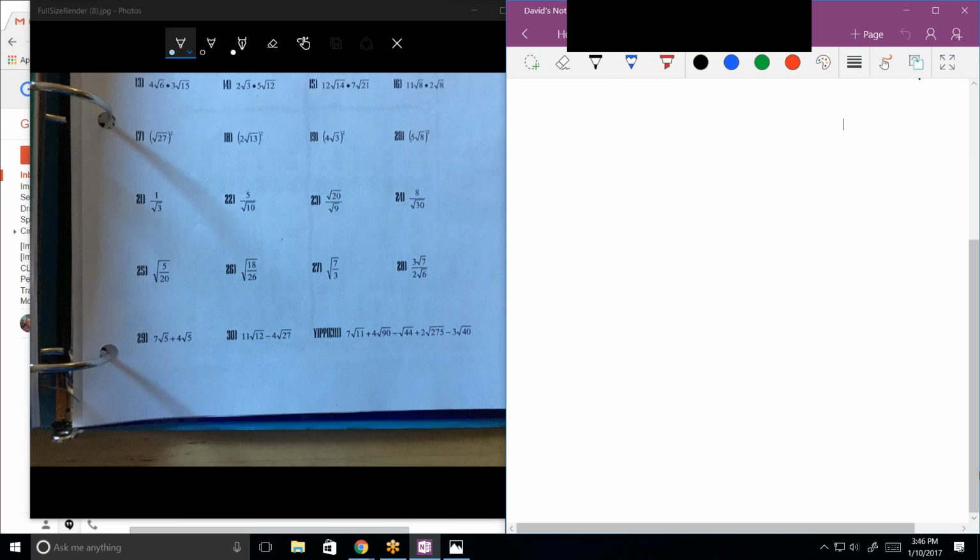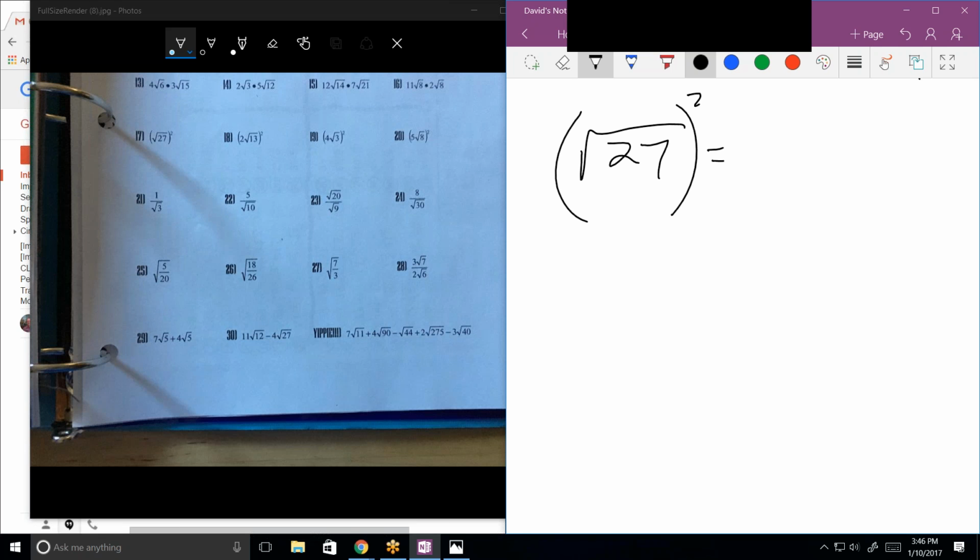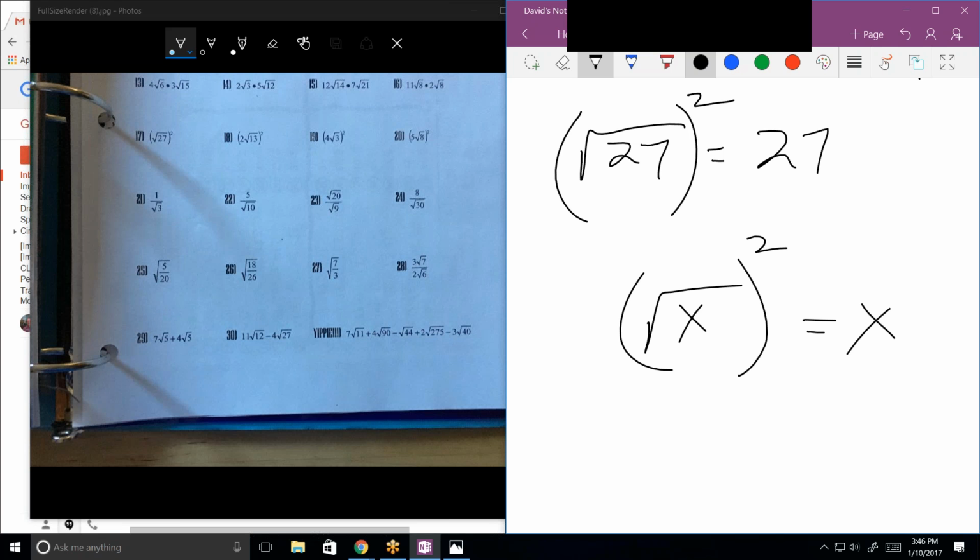Look at 17. Square root of 27 squared. What's that going to be? 729? No, 27. In other words, the square root of any number squared, remember, squaring undoes square rooting. So that's always equal to x. So this is always equal to 27 without doing anything to it. I don't need to break it down at all.